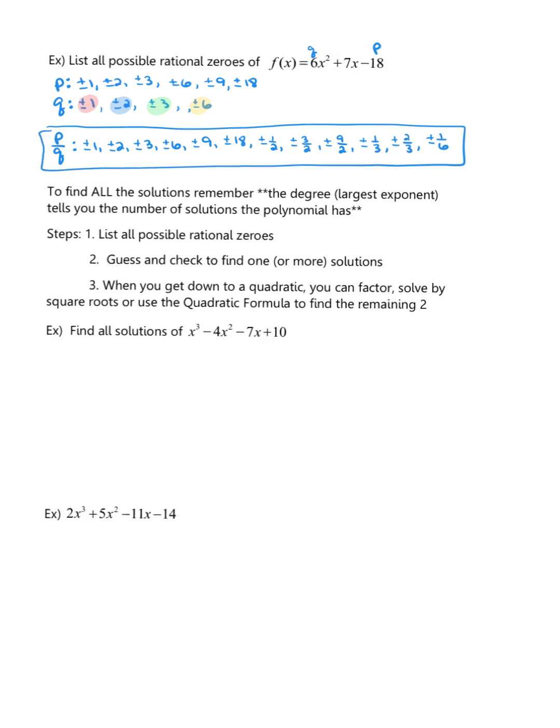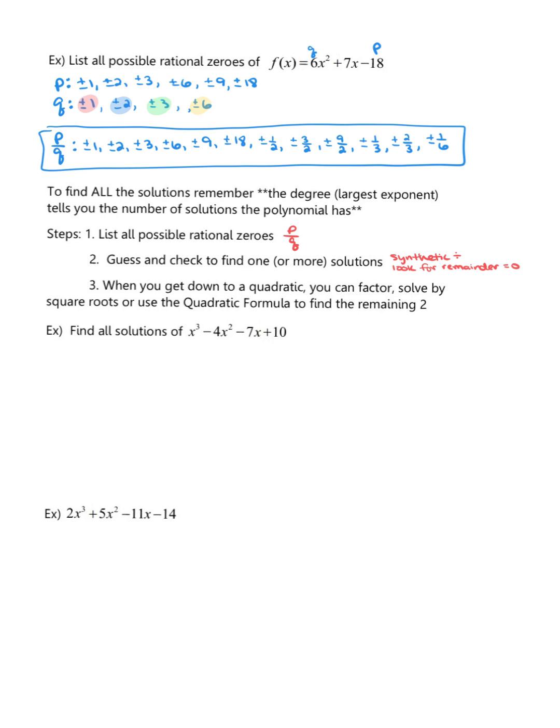All right, so to find all solutions, we're going to list the possible rational zeros. That's your p over q's. Guess and check to find one or more solution. That's synthetic division. Look for remainder to be 0. And then you can factor and solve by square root or by the quadratic formula to find the final solutions.